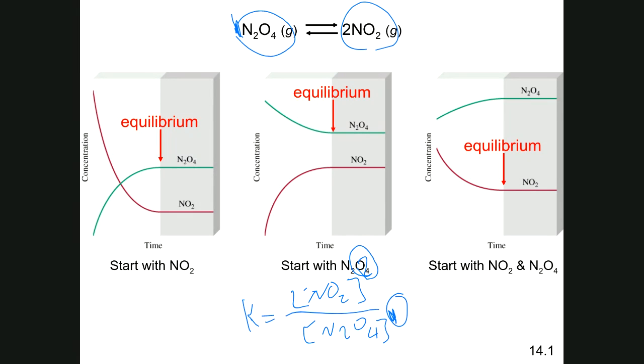Pure solids and pure liquids are not allowed in the equilibrium expression, which we will see the definition of later, but I just wanted to say everything in one place. When you're writing the equilibrium expression, say concentration of product over concentration of reactants, raised to the power of the coefficient from the balanced equation, solids and liquids not allowed.